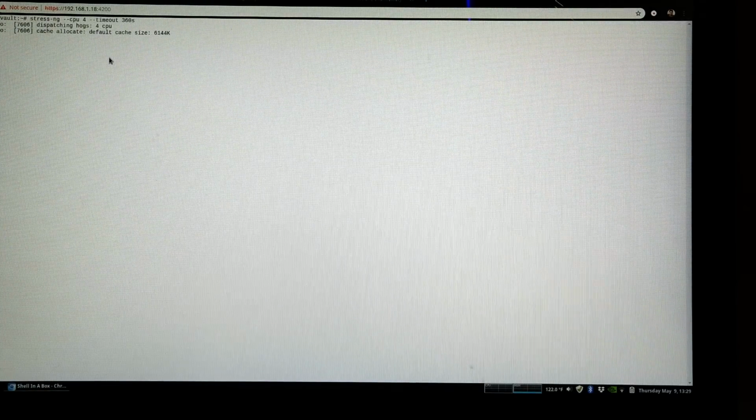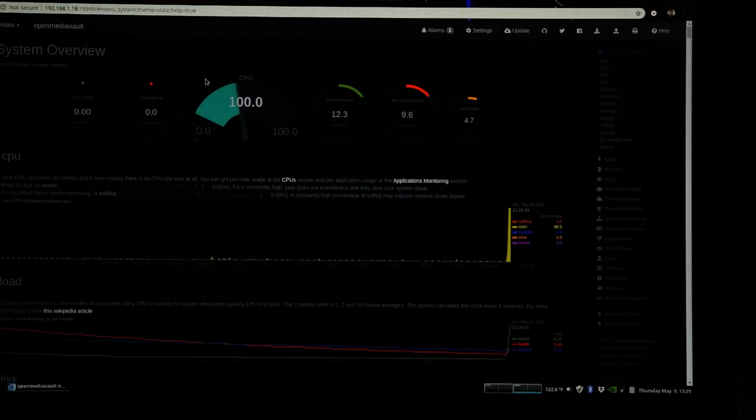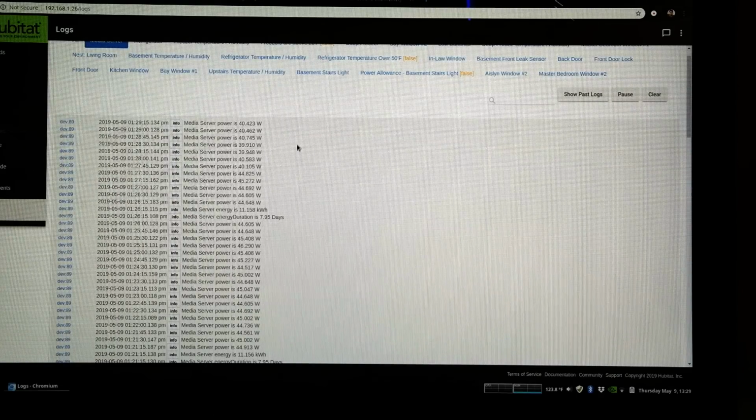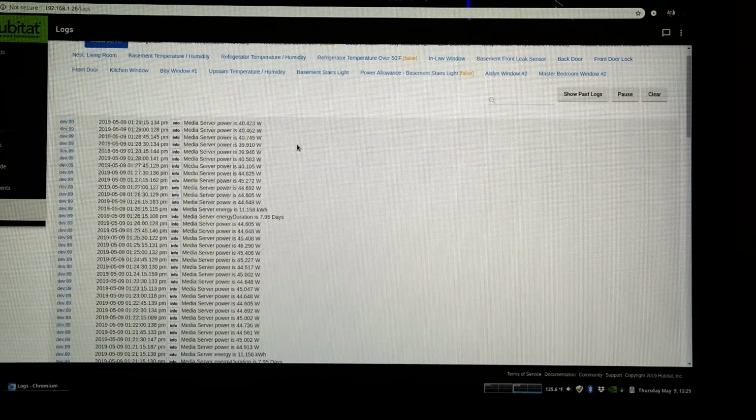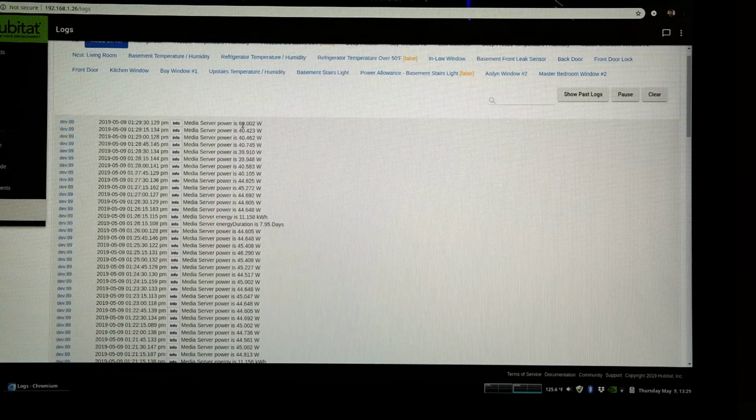So, okay, we should be running the stress test. Yep, there goes the CPU up to 100%. And let's see what the power jumps up to. We'll get our next reading here in a few seconds. And we went from 40 to 69 watts. So again, we're talking a 30 watt difference.